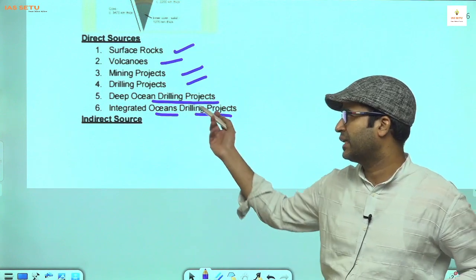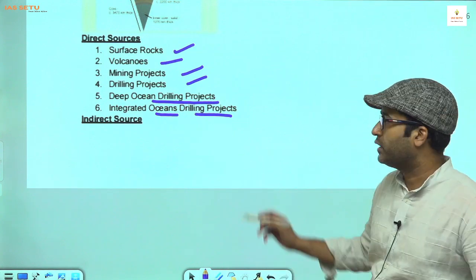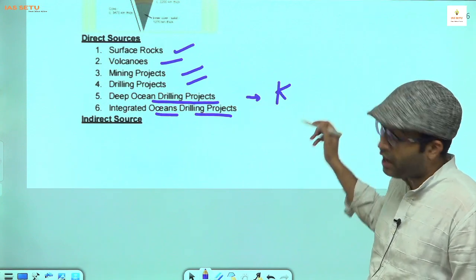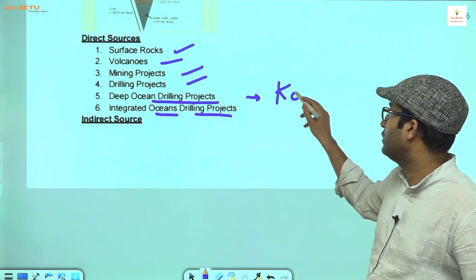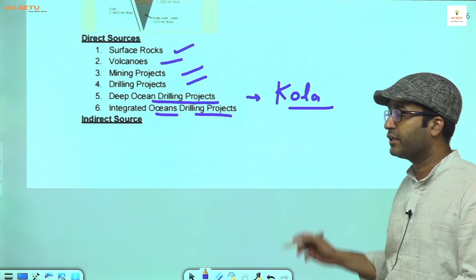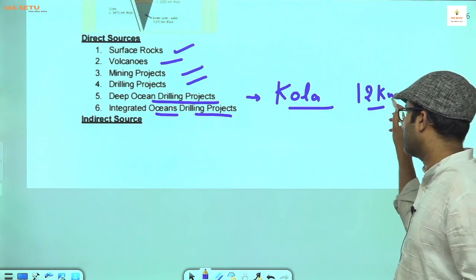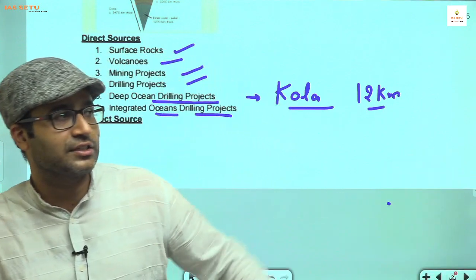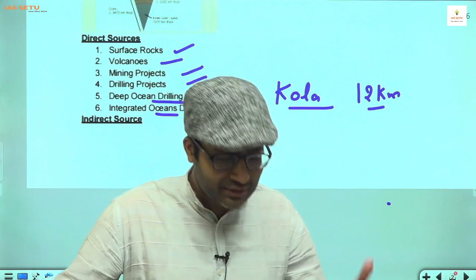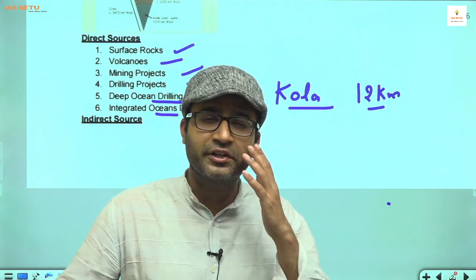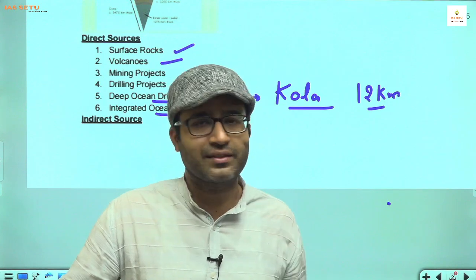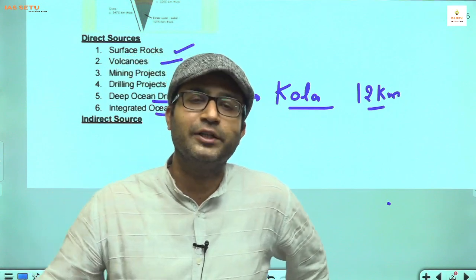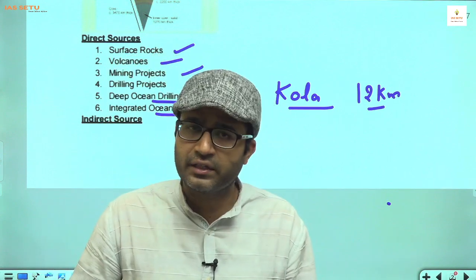But there is a limitation, like the deep ocean drilling project. One example is the Kola in the Arctic Ocean, and the deepest one is 12 kilometer. Because digging the Earth is not an easy task. If you want to drill at home, with a 4 inch wall, many times the drill machine breaks. And this is the Earth actually. So however heavy a drilling machine you build, you cannot go up to the center. It is next to impossible; your drilling machine will melt in the magma. So they drilled up to 12 kilometers in the Arctic Ocean.